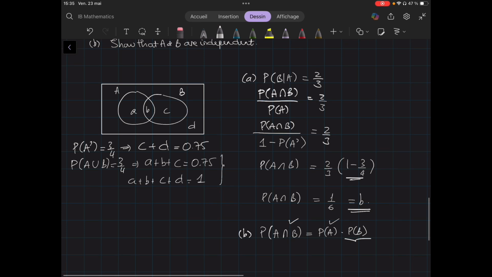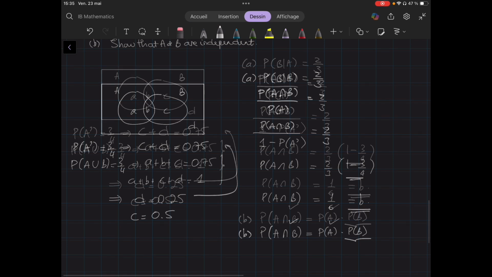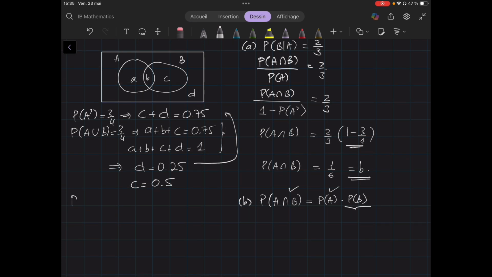From these two equations, we can deduce that D is equal to 0.25. And if D is 0.25, C is therefore 0.5. The probability of B, therefore, is B plus C, just 1/6 plus 1/2, or 2/3.